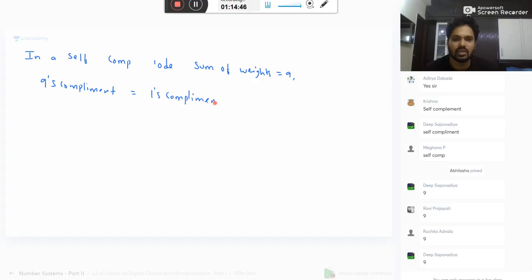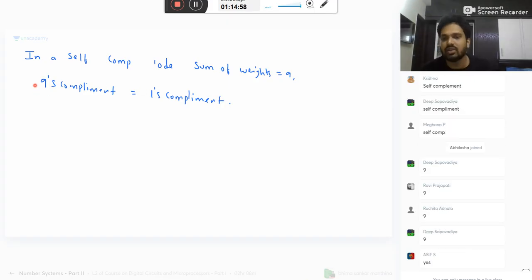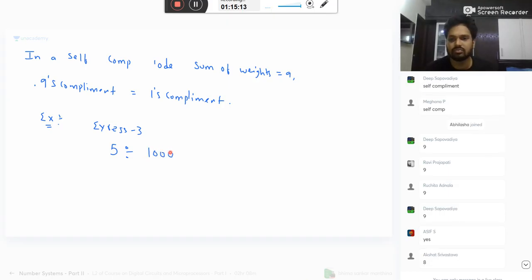So what is the advantage of this representation? 9's complement can be done easily by 1's complement. 1's complement doesn't need subtraction. Inversion is sufficient: 0 becomes 1, 1 becomes 0. That is the advantage. For example, let me take excess 3. What is 5 in excess 3? It is 1000.